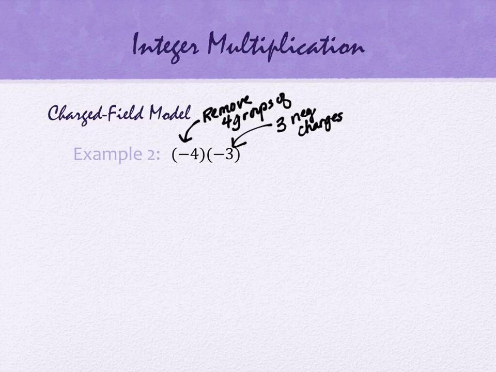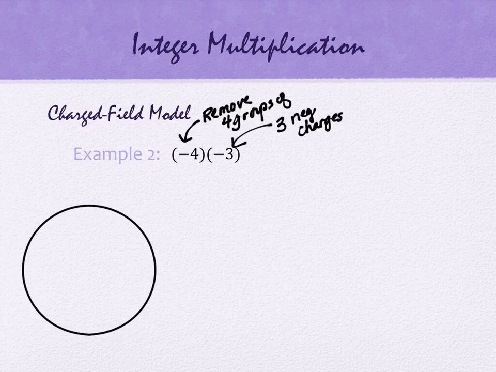Picture starts out much the same. There's nothing in my circle. So sad, there's nothing there. But I'm supposed to be removing some stuff. I'm supposed to be removing how many things? 12, because 4 times 3 is 12. I'm supposed to be removing.